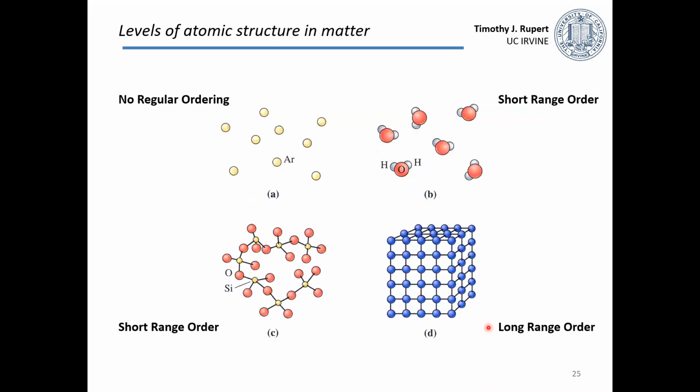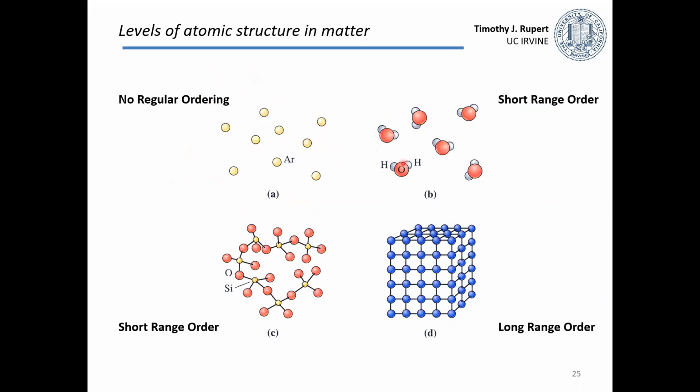In addition to what atoms are making up our system, we can start talking about different levels of atomic structure and how these atoms are arranged. So the first thing we can think about is something like a gas. This is argon shown here. In this case, there's no regular ordering. The atoms are just sort of loosely floating around space. Maybe they're held in a pressure tank or something like that, but there's no order to their packing.